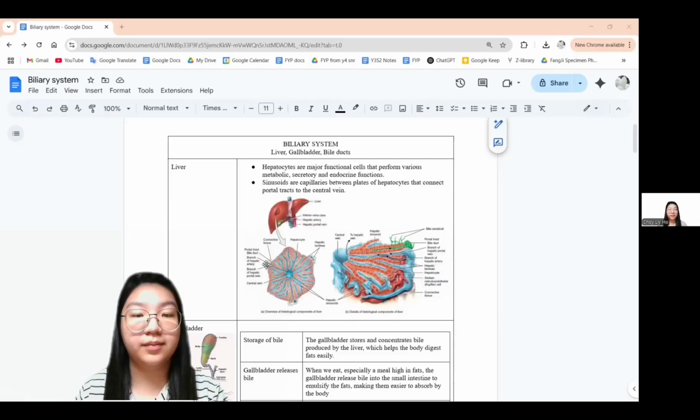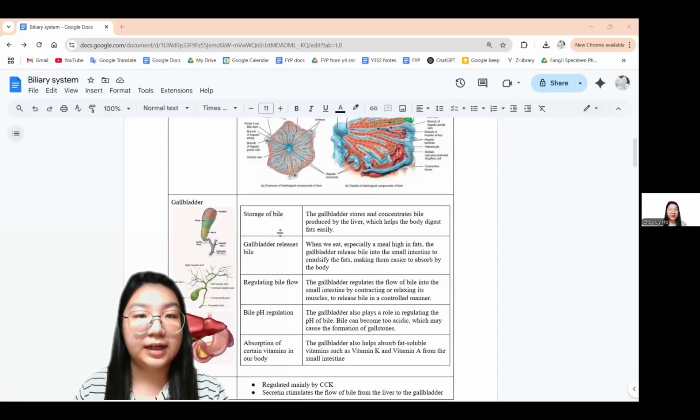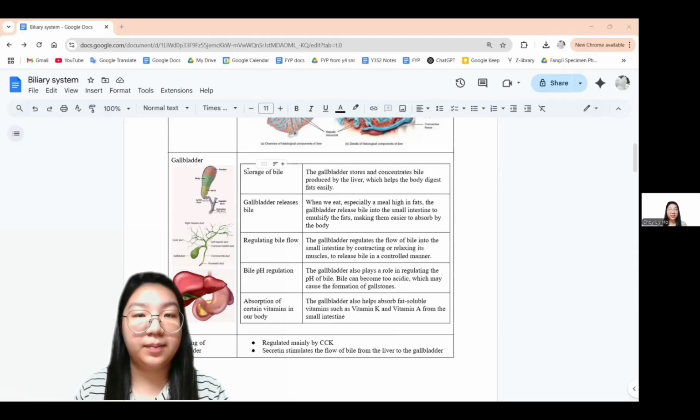Extending out from the sinusoids, there are hepatic portal veins which are connected with the sinusoids and form a central vein at the center of the hepatocytes. The gallbladder is the place where the bile is stored. Bile is secreted by the liver and released by the gallbladder into the small intestine to help in emulsifying fats into fatty acids that facilitate fat absorption.